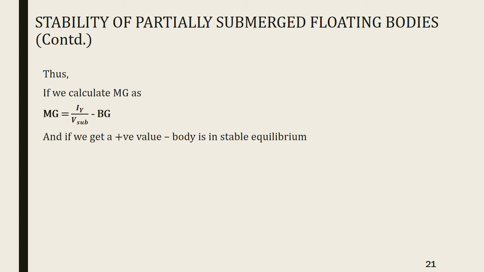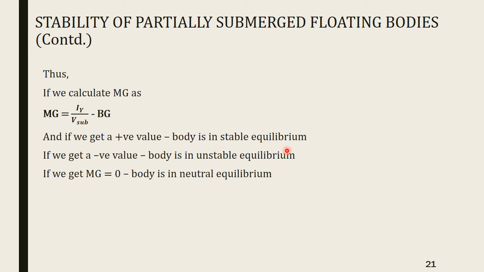So what we're going to do is, if we are asked to calculate the metacentric height, we calculate MG as Iy by volume of the submerged portion minus BG. This is the formula for case 1, stable equilibrium. And if we get a positive value, it means that our calculation shows that the body is in stable equilibrium. However, when we use the same formula and get a negative value, it means that actual MG is BG minus Iy by volume of the submerged portion and the body is in unstable equilibrium.